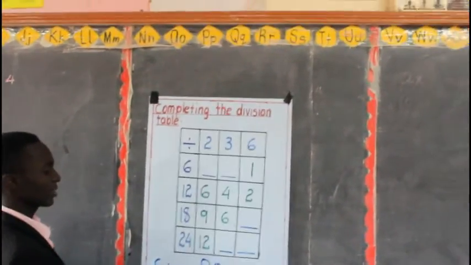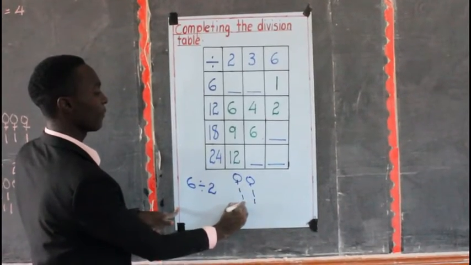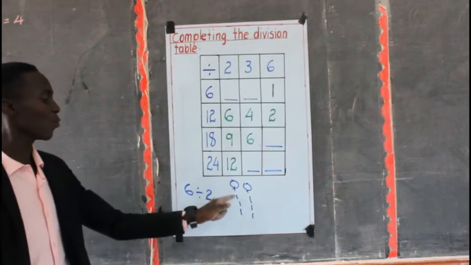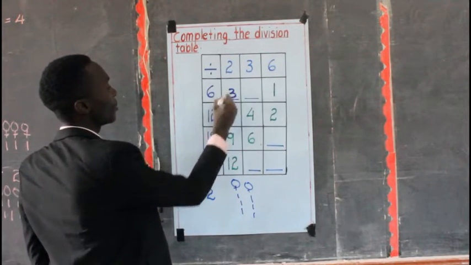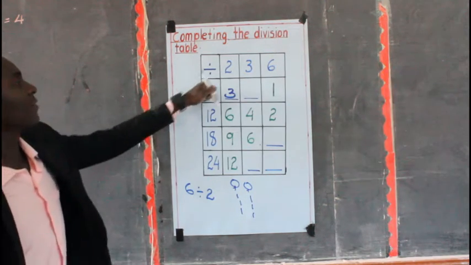Let us count. Start dividing. 1, 2, 3, 4, 5, 6. So each person gets how many? 1, 2, 3. So each person gets 3. Put it there. 3. Another one is saying 6 divided by 3.